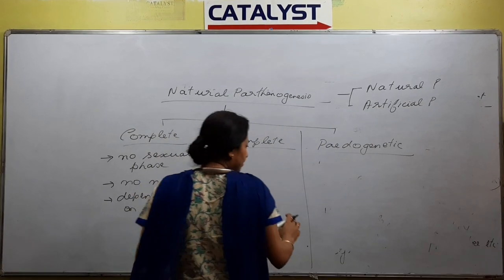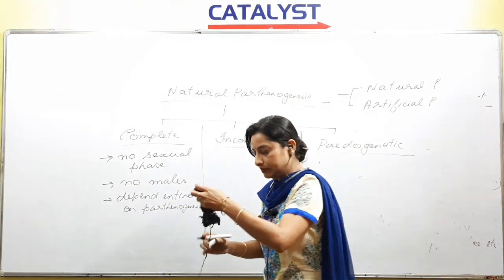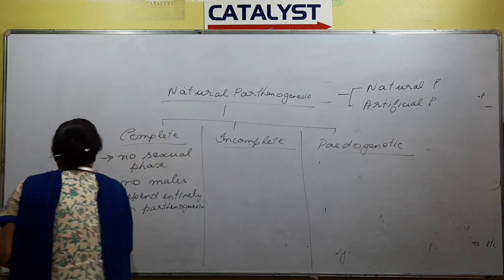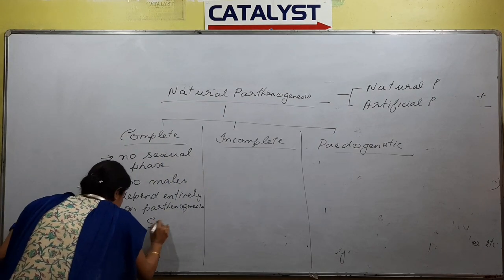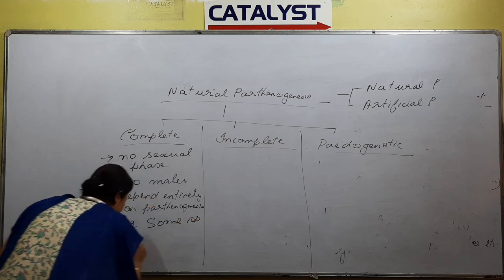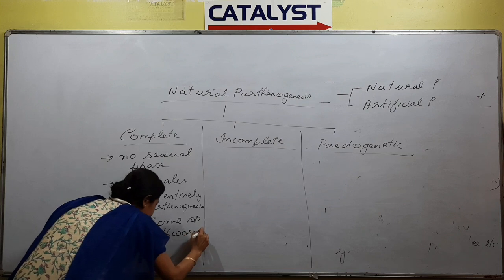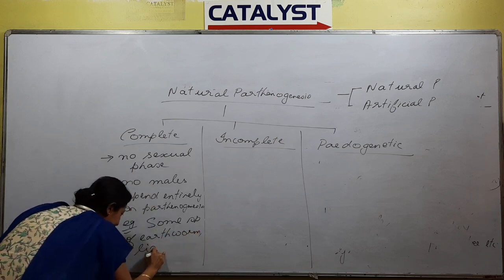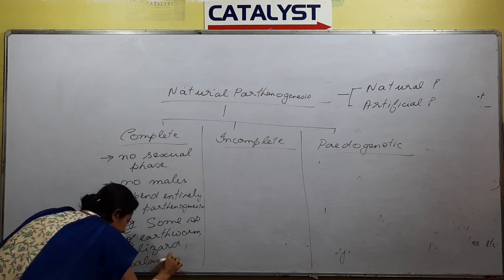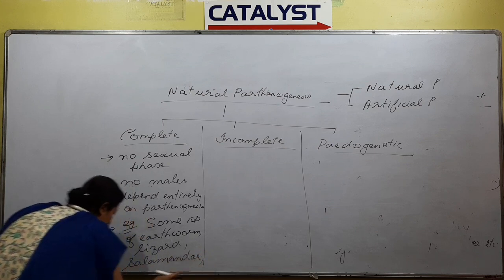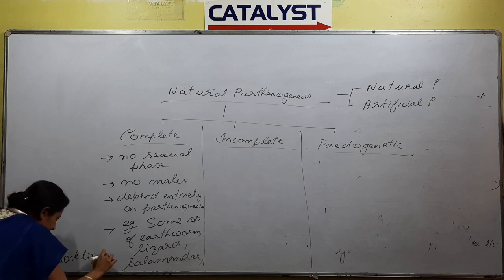Etia complete or examples. Some species of earthworm, lizard, salamander, rock lizard, etc.